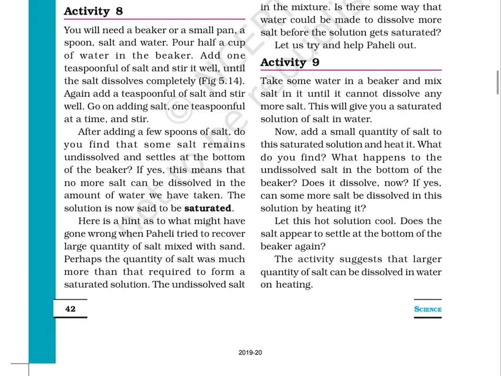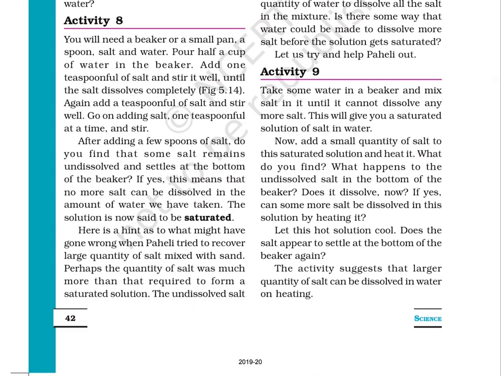Activity 9. Take some water in a beaker and mix salt in it until it cannot dissolve any more salt. This will give you a saturated solution of salt in water. Now, add a small quantity of salt to this saturated solution and heat it. What do you find? What happens to the undissolved salt in the bottom of the beaker? Does it dissolve now? If yes, can some more salt be dissolved in this solution by heating it?